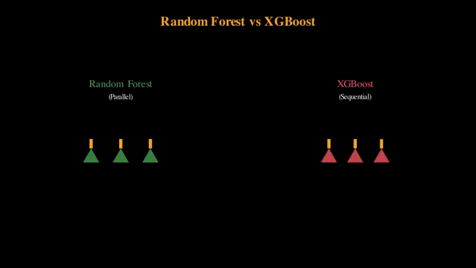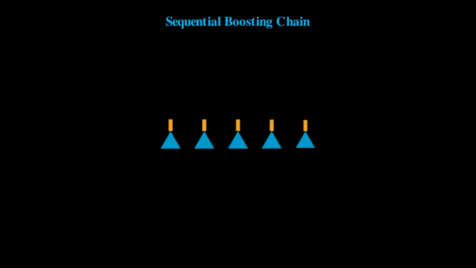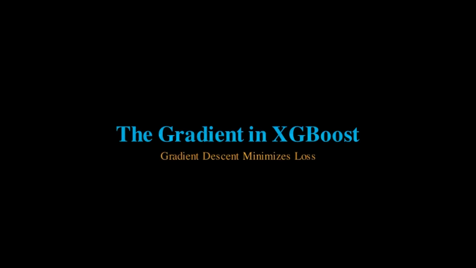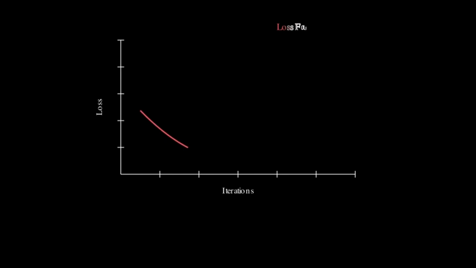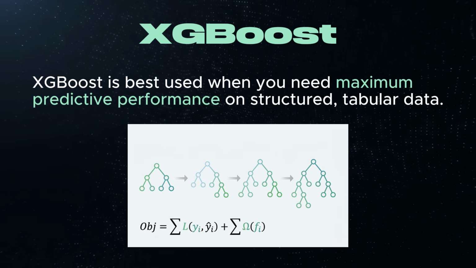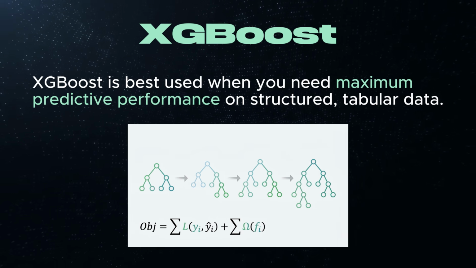The core idea behind XGBoost is a technique called boosting. The sequential nature allows each tree to focus on the errors that the previous tree got wrong. The gradient part of the name refers to how XGBoost measures and corrects those errors. It uses a mathematical technique called gradient descent to minimize a loss function, which is just a measure of how wrong the model's predictions are. Each new tree is built in the direction that reduces the error the most. XGBoost is best used when you need maximum predictive performance on structured tabular data.